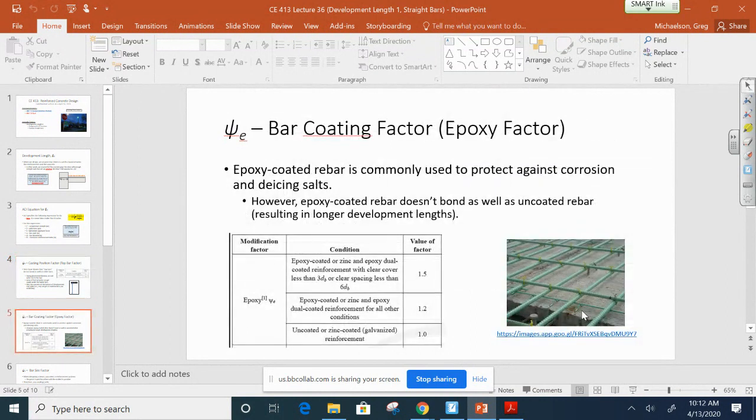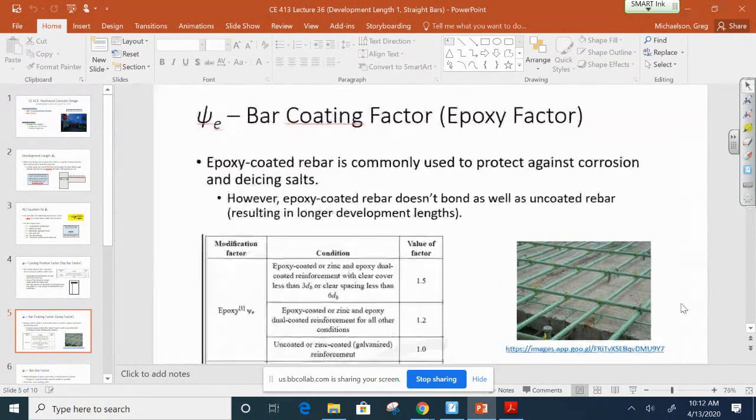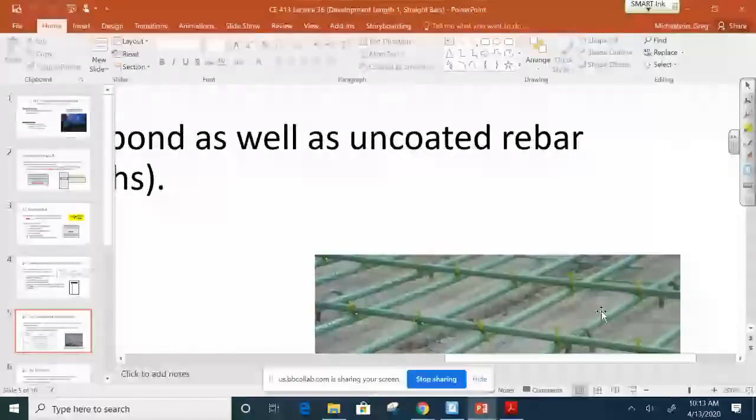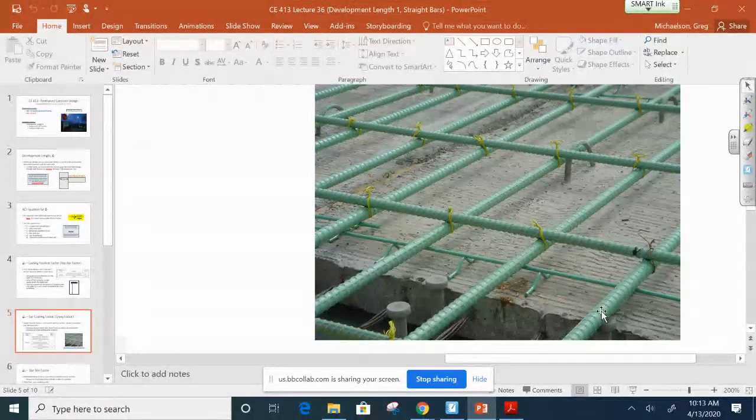What about the next one, psi sub E? Okay, so psi sub E is the bar coating factor, but a lot of times we just call that the epoxy factor. If you've ever been on a construction site, specifically a DOH construction site or anything where you have a concrete placement going on outdoors, it's very common that you'll see rebar that looks like this. Let me zoom in a bit so everybody can see. If you ever see rebar that has this sort of light green look to it, this is rebar that has been coated with an epoxy. It has sort of a rubbery, slippery feel to it.